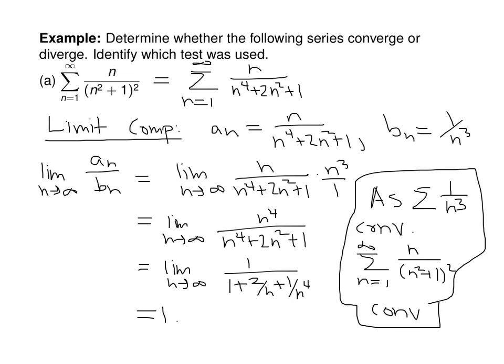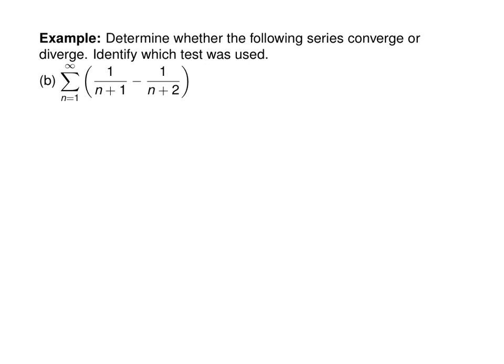Just for reference, we use the limit comparison test. Now the next example, we seem to possibly be having some kind of telescoping thing going on. So let's get an expression for the nth partial sum, s sub n.